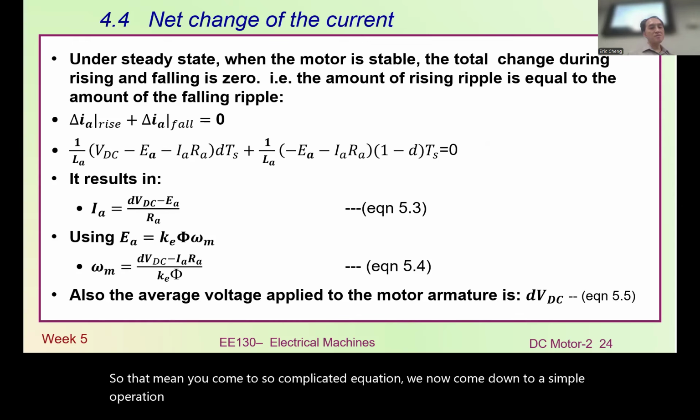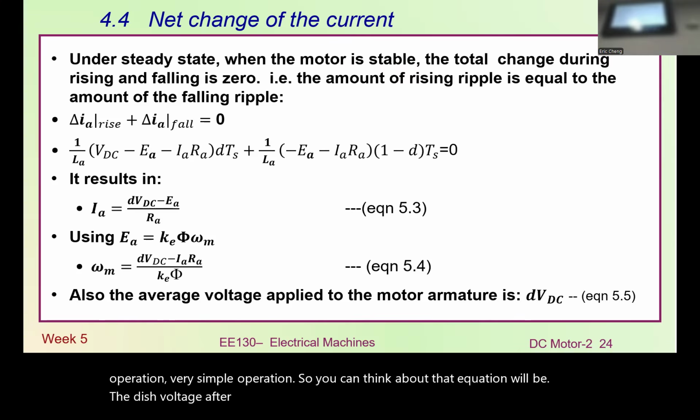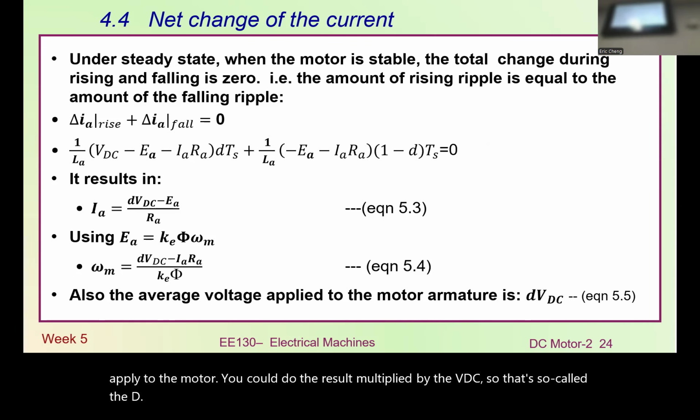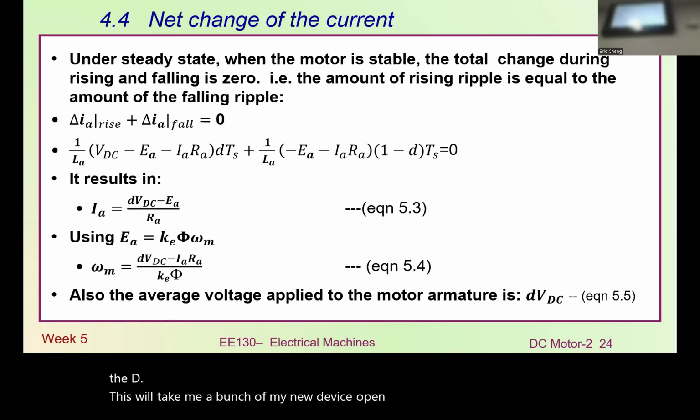Okay. So that means you come from a very complicated equation and we now come down to a very simple operation. You can think of that equation as the DC voltage after the square wave, then its average becomes a duty ratio of the input DC voltage. We just mentioned the average voltage applied to the motor equals duty ratio multiplied by the VDC. So the DC voltage multiplied by duty ratio will be our average voltage to the motor.